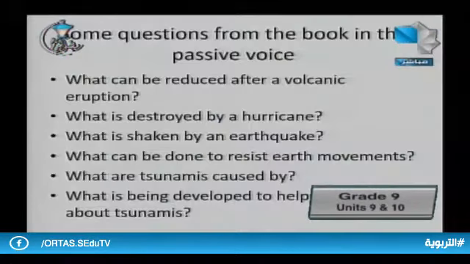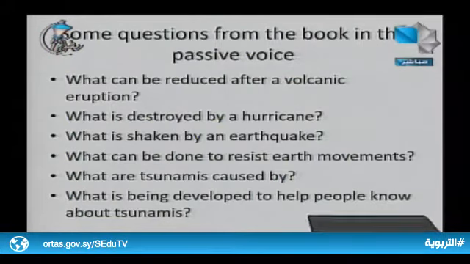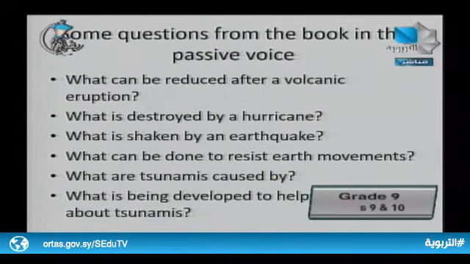What is destroyed by a hurricane? The question, the active one: a hurricane destroys a lot of buildings. In the passive voice, a lot of buildings are destroyed by the hurricane. Now here, since we ask usually about the singular, we say what is destroyed by the hurricane? The object should be singular, even if the answer is plural.